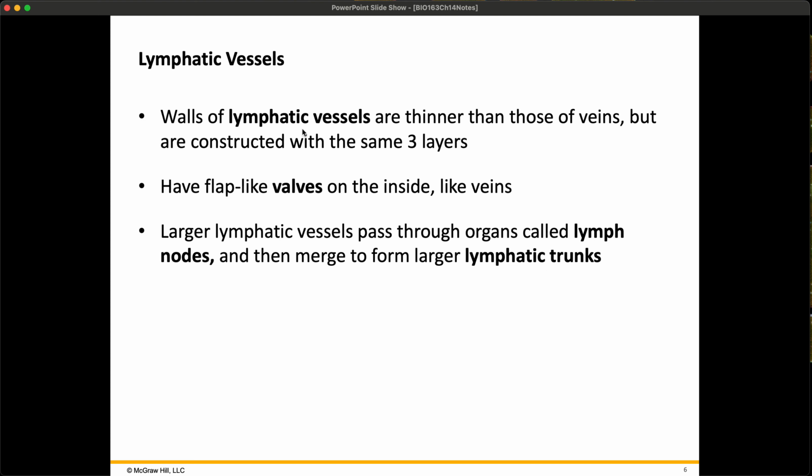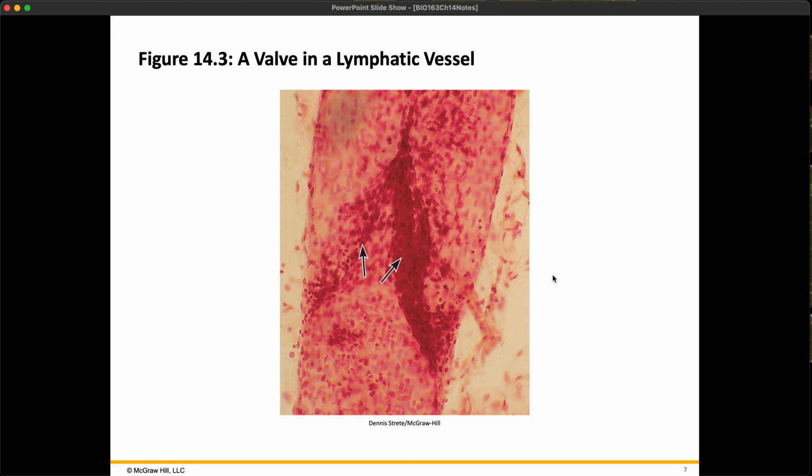So the walls of lymphatic vessels now, so capillaries to vessels, they're thinner than those of veins, but still have 3 layers to them, and they have valves on the inside like veins do to prevent backflow. Lymphatic vessels pass through those lymph nodes, and once they do, they merge to form lymphatic trunks. So here you can see the valve within the lymph vessel. You can see that barrier of cells.